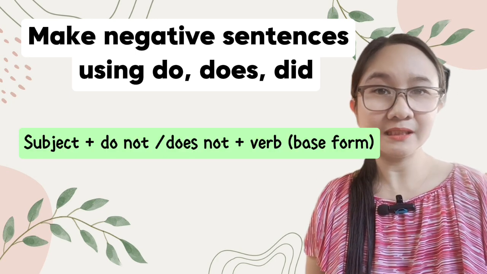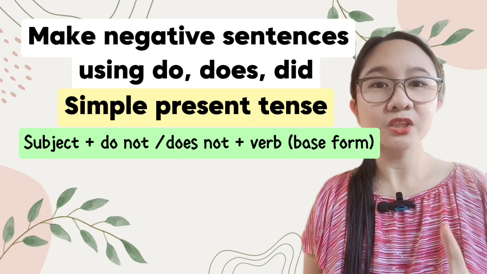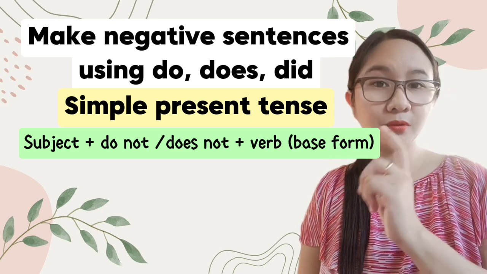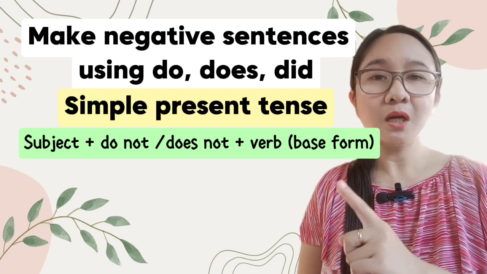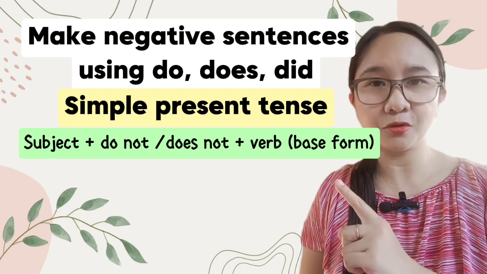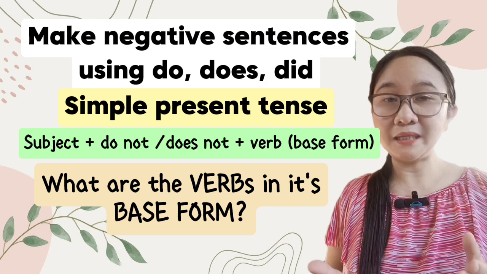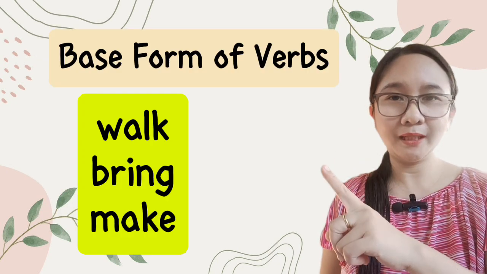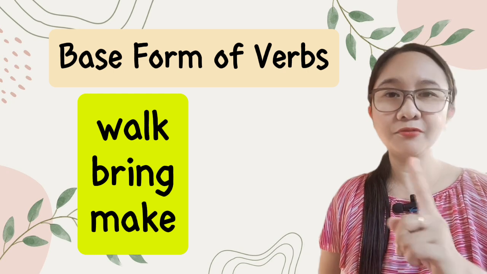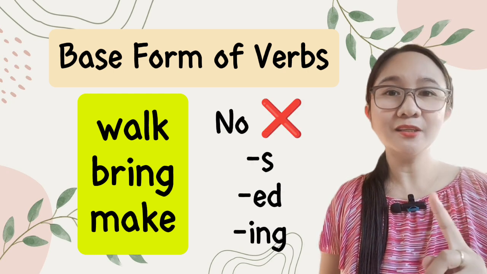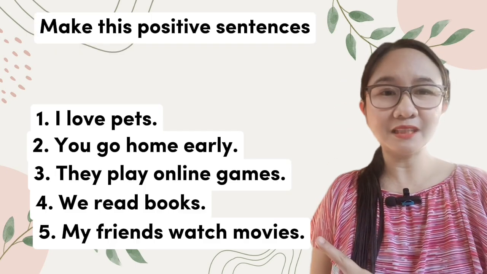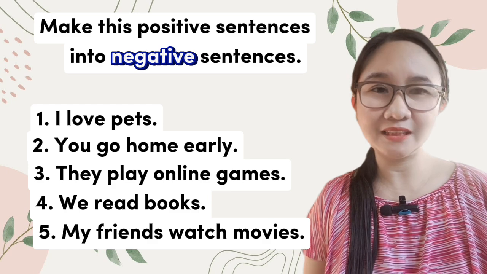If your sentence is in simple present tense, just simply follow this format. Subject plus do not or does not plus a verb in its base form. What are the verbs in its base form? Take a look at these examples. Walk, bring, make. Free from S, no ed, no ing. Base form of verbs. Now, let's try to make these positive sentences into negative sentences.